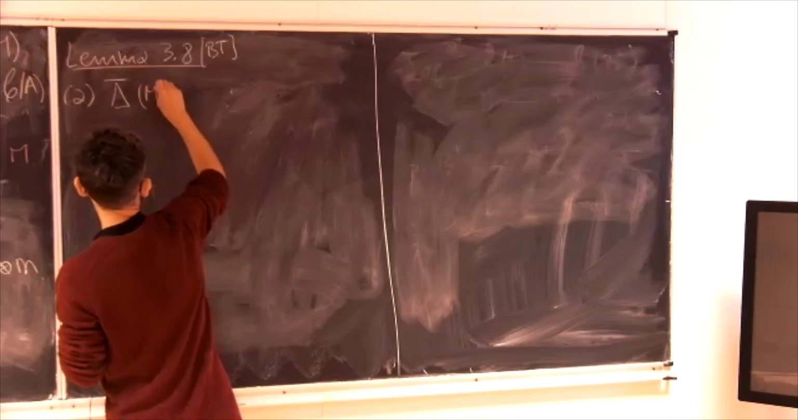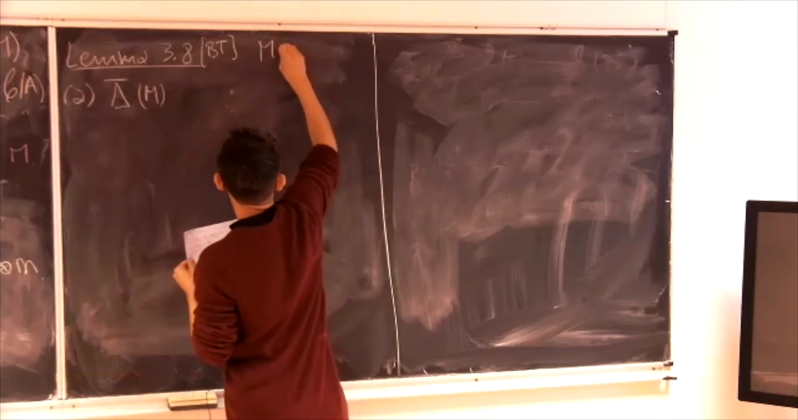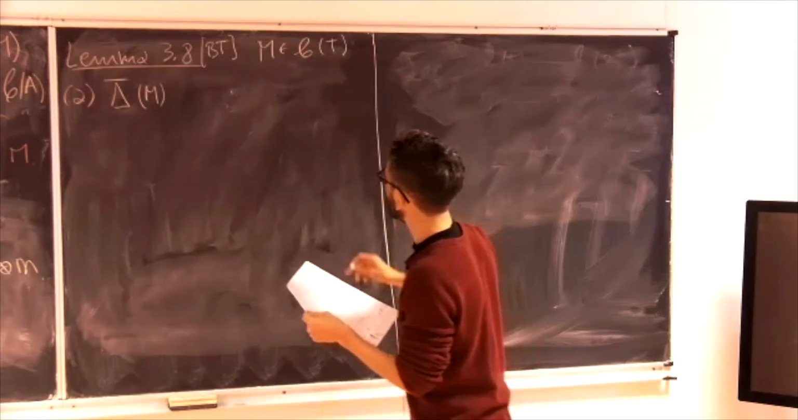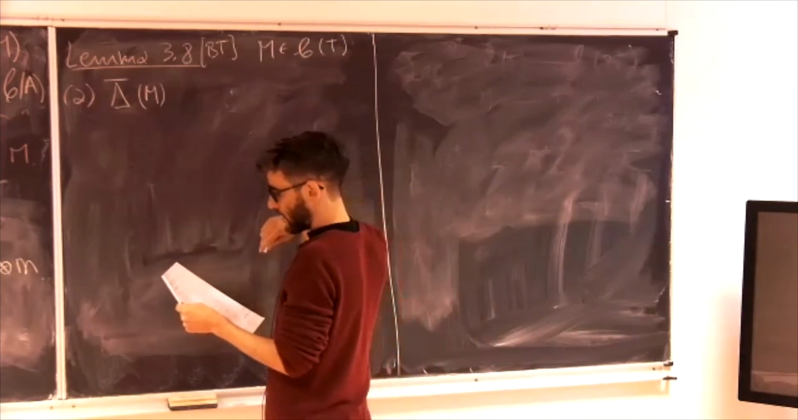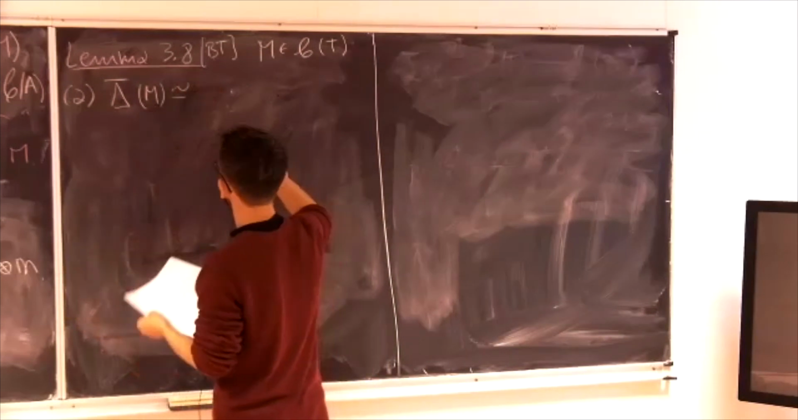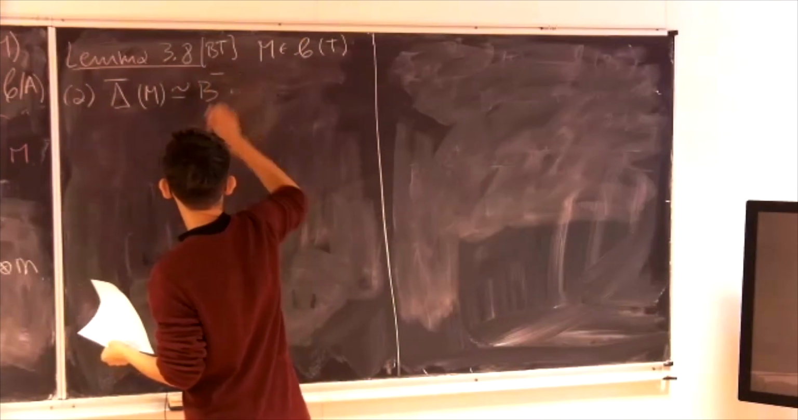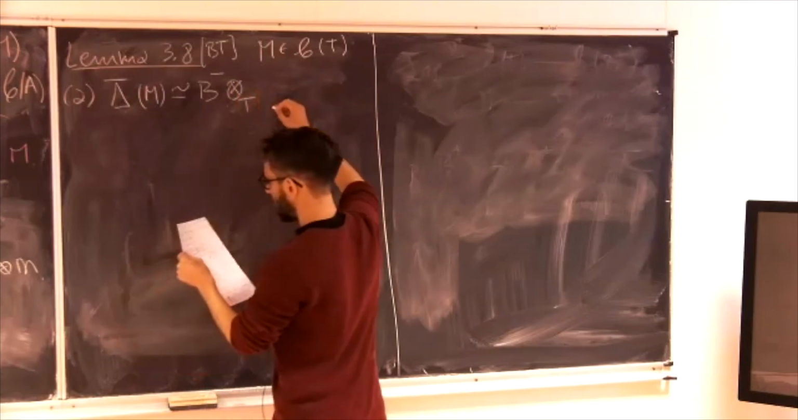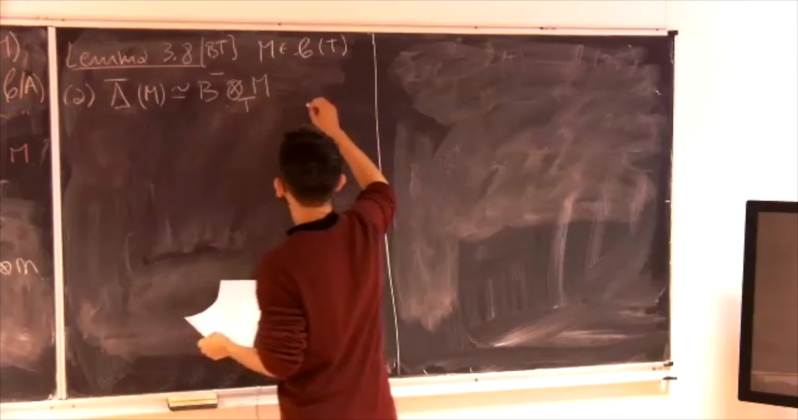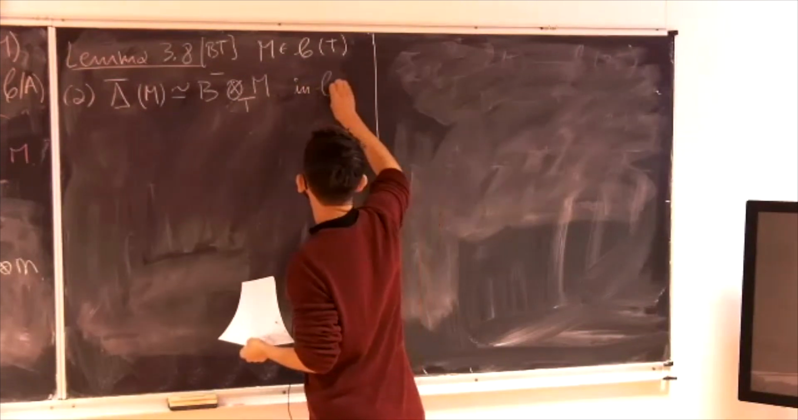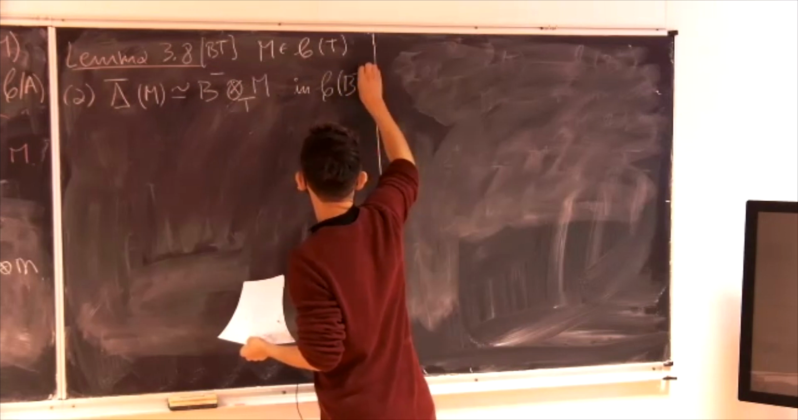The properties: M is a T-module. The proper standard module is isomorphic to B minus tensor over T of M. This isomorphism is in the category of B minus modules.